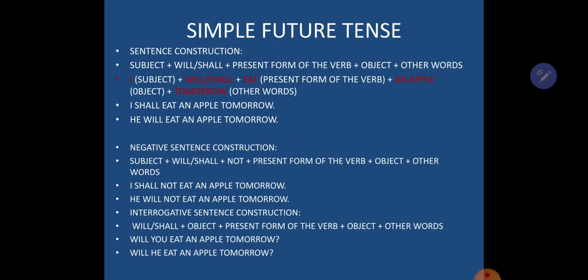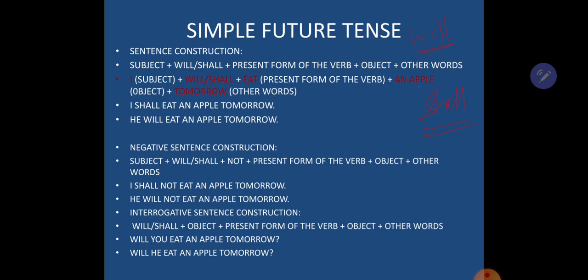Now let's talk about simple future tense. Simple future tense, here we use will or shall to make future tense or to suggest future tense. Subject plus will or shall, present form of the verb, object and other words. The sentence will be like, I will or shall eat an apple.